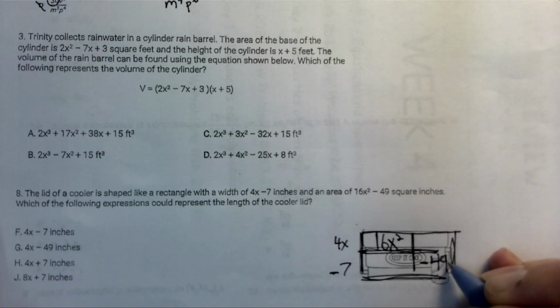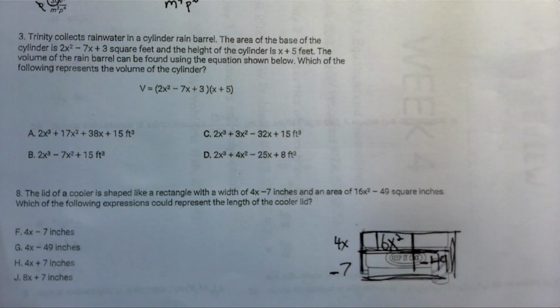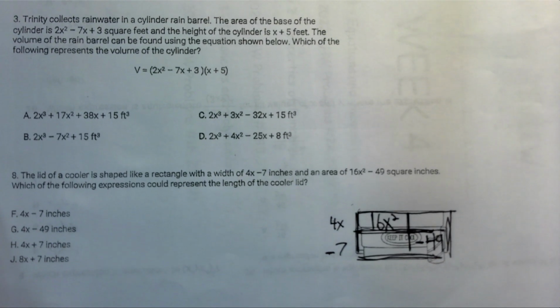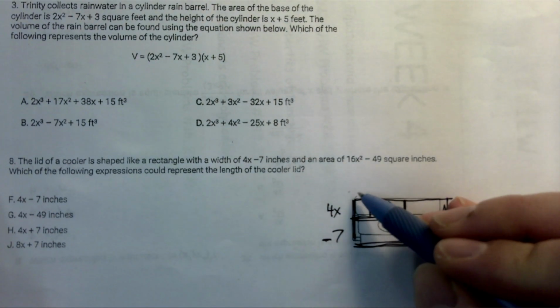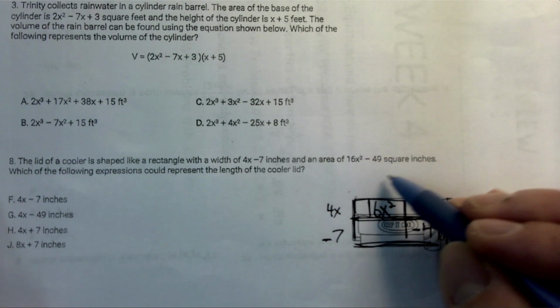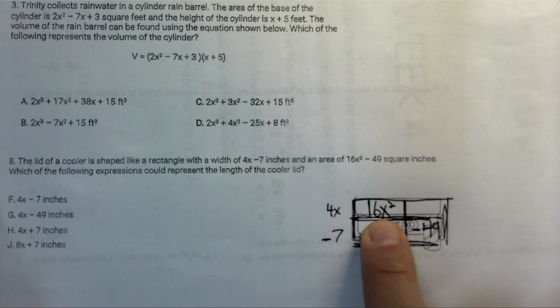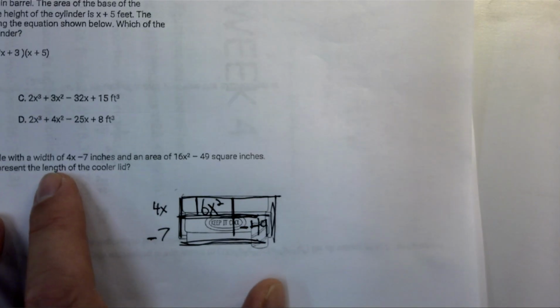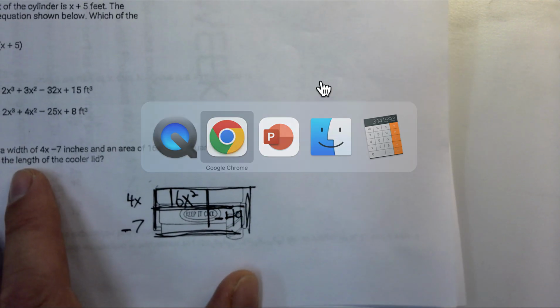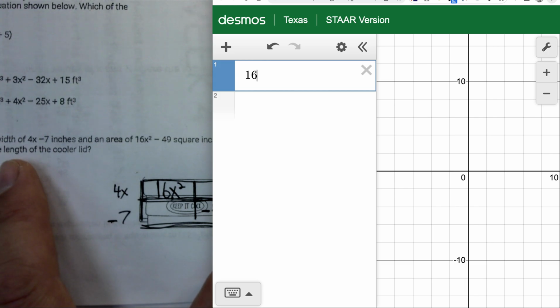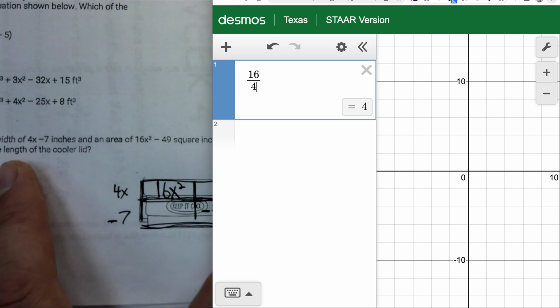And the reason I'm doing that is I'm setting it up like a reverse box method. So what this means is this expression times something up here will give me this. So we have to think of 4 times what gives me 16. Well, if you don't remember your times tables, that's okay. We'll use the inverse of multiplication, which is division. So I can say 16 divided by 4, which is 4.